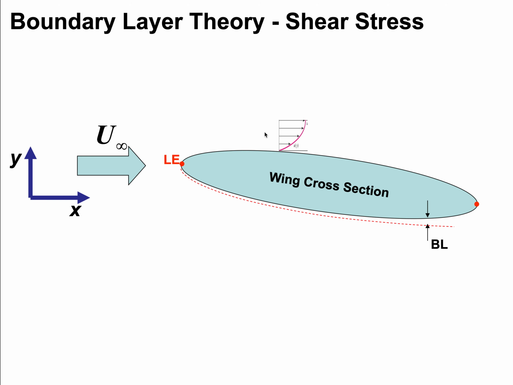typically not a jump type velocity distribution, but rather a continuous increase in velocity, albeit in a very, very thin region. We're talking on the order of millimeters to centimeters for very large aircraft.